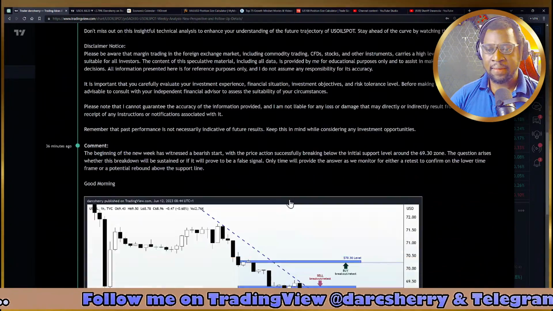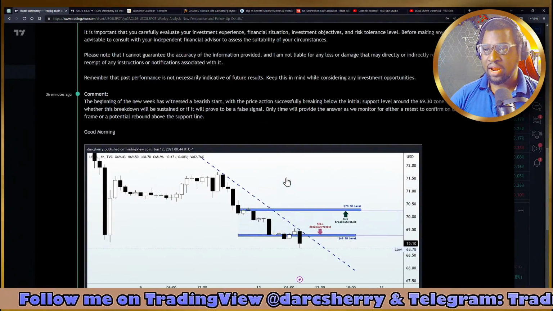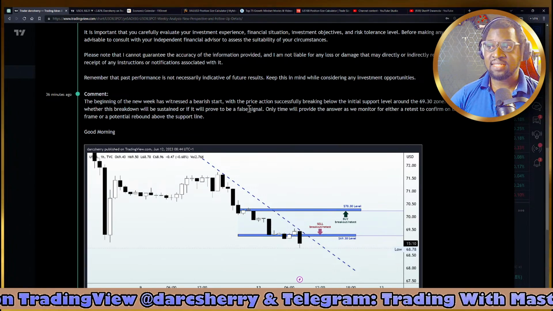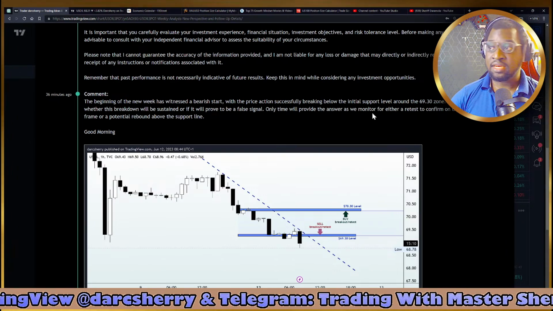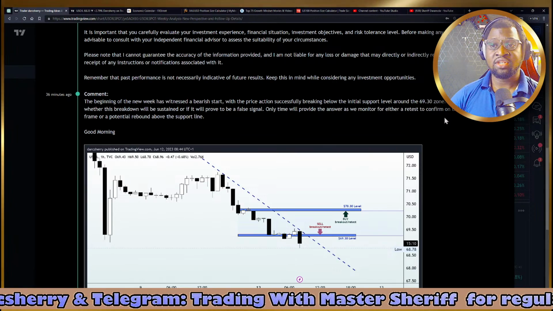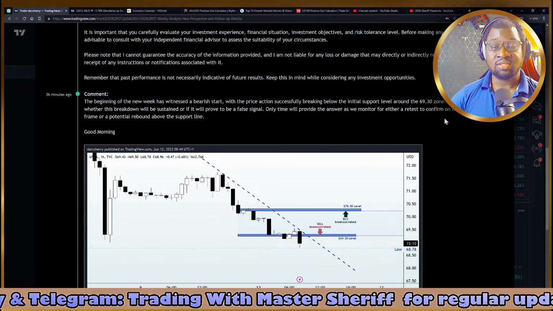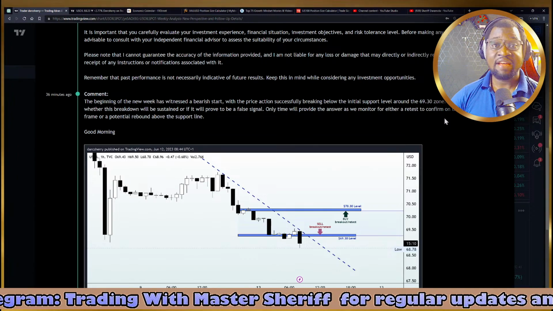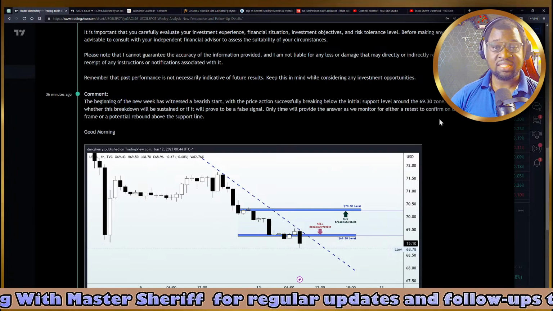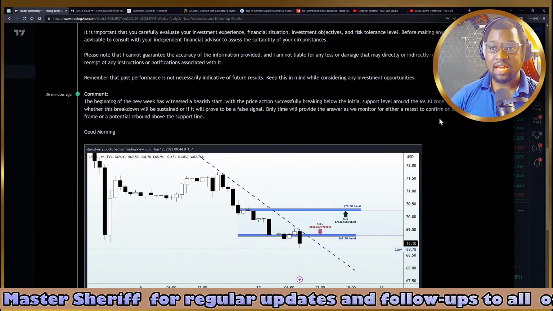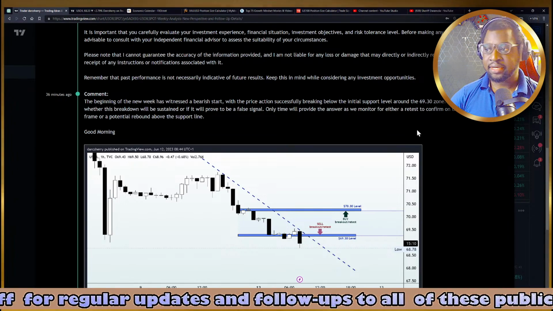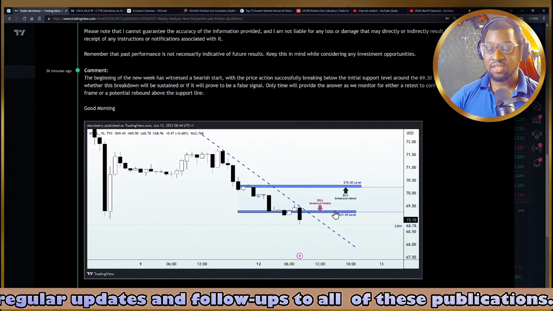So look at what I said here. I said the beginning of the week has witnessed a bearish start, with price action successfully breaking below the initial support level around the $69.30 zone. The question arises whether this breakdown will be sustained or if it will prove to be a false signal. So only time will provide the answer as we monitor for either a retest to confirm on the lower time frame, or a potential rebound above the support line. So this is what I was able to come up with this morning.